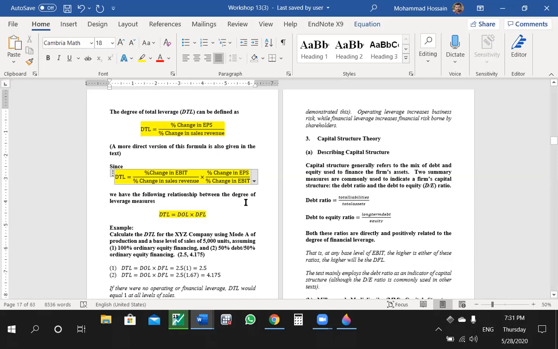You can use any of the formulas, it doesn't matter, to be honest. It depends on what information you have in your hand. So that's how you can do that. If you have percentage change in EPS and percentage change in sales revenue, that's it, you get this answer. If you don't have this, if you have these other things, apply this. It depends on what information you have.